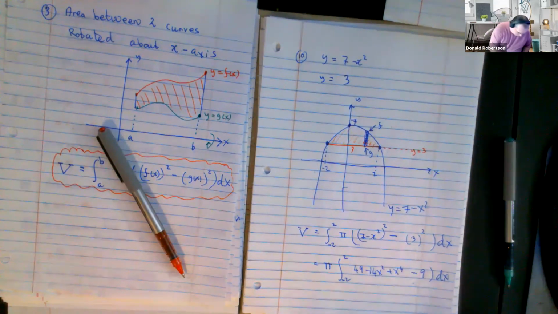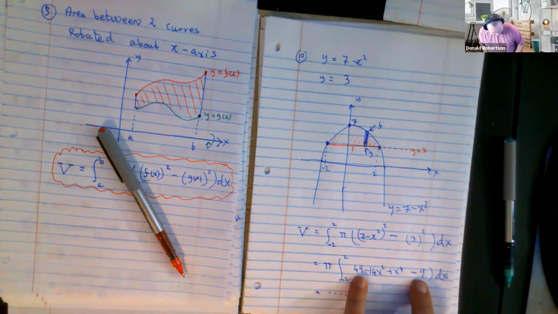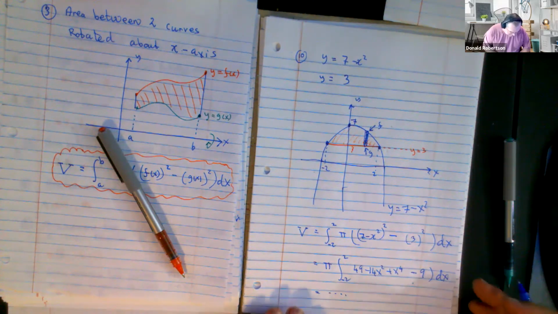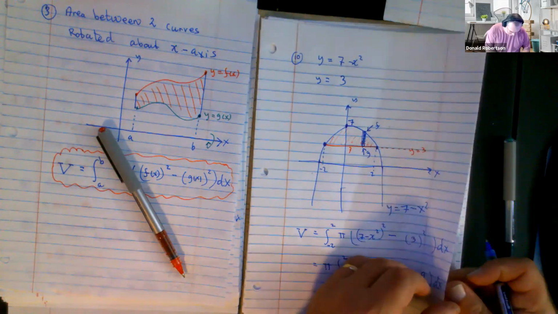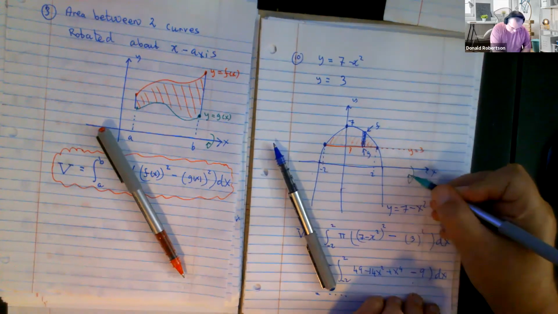Okay, I'm going to skip this one, although there's a little bit of work. Wouldn't you take care of these two numbers and make it 40 and then power rule it? And that is the end of the area between two curves being rotated about the x-axis.